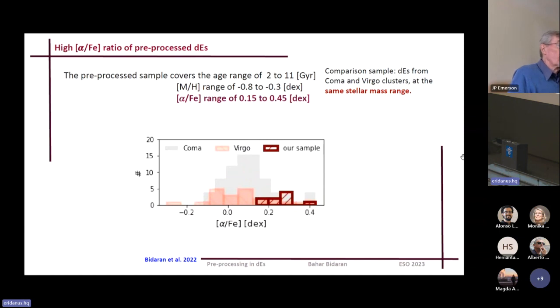All the 9 pre-processed galaxies have high alpha over Fe compared to galaxies in the Virgo and Coma. Again, I would like to emphasize these all have similar stellar mass. So the difference is not because of the stellar mass of these galaxies. And this could be a footprint of pre-processing. That's why we decided to dig a bit deeper.